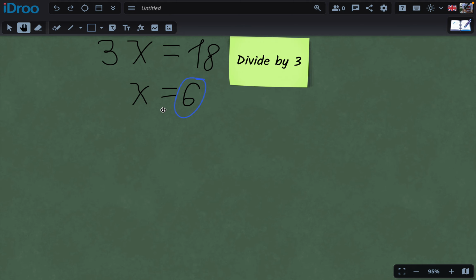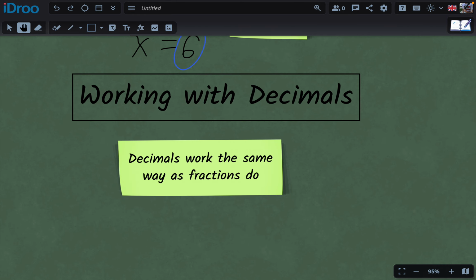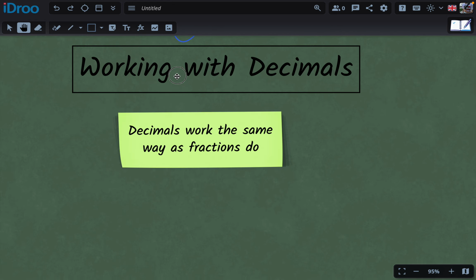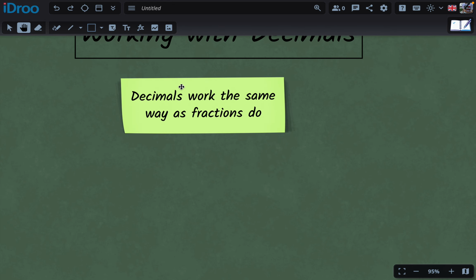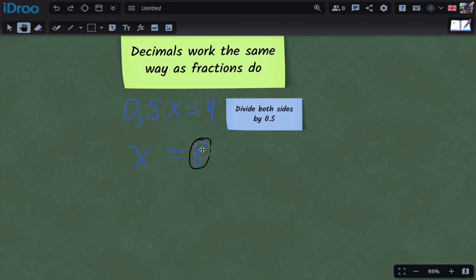So, working with decimals. Decimals work the same way as fractions do. So let's solve this equation. 0.5x equals 4. So we need to divide both sides by 0.5, and here we get the value of x equals 8.